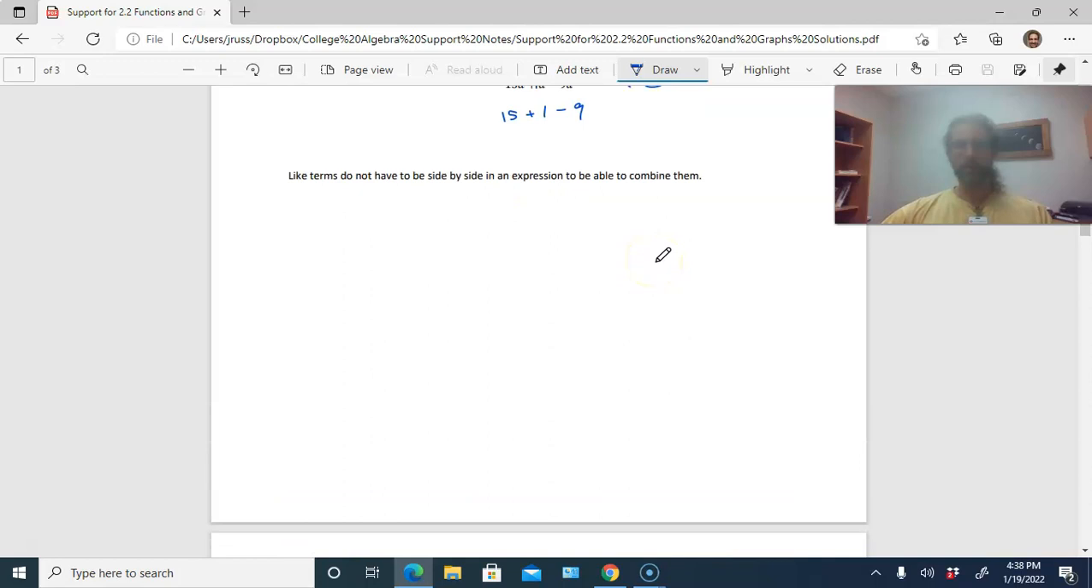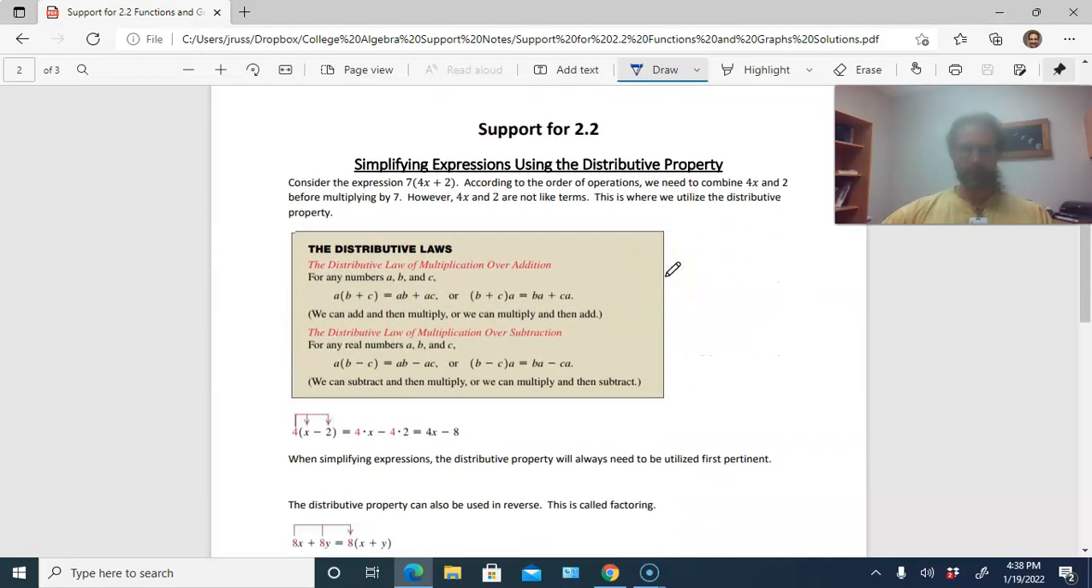Alright, now let's continue. So now we're going to be looking at something called the distributive property. So you may have heard this before. It basically occurs when we have an expression like this. I'm going to rewrite it. You have a 7, and then directly beside it you have in parentheses something like 4x plus 2. So what's occurring here is this 7 is getting multiplied to whatever's in these parentheses.